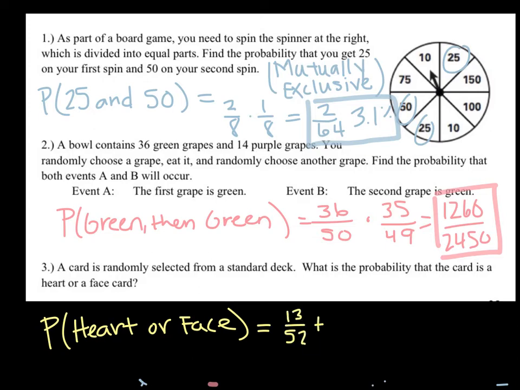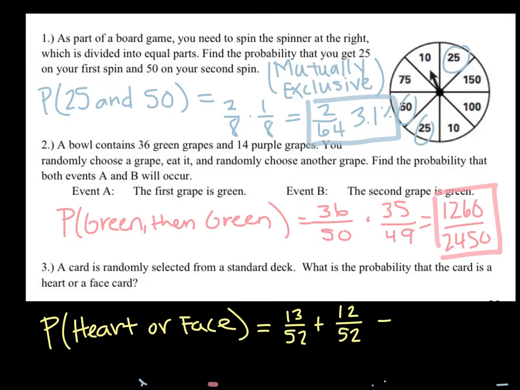Plus the probability of the face cards, there's 12 of those. Again, if you guys want a laminated picture of a deck of cards, I have them. But if we want one or the other, we don't want the ones that are a heart and a face card. So we need to subtract any that overlap.